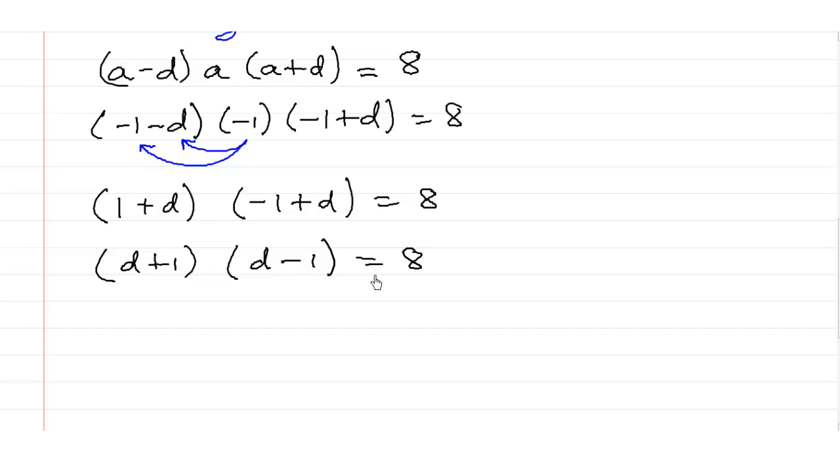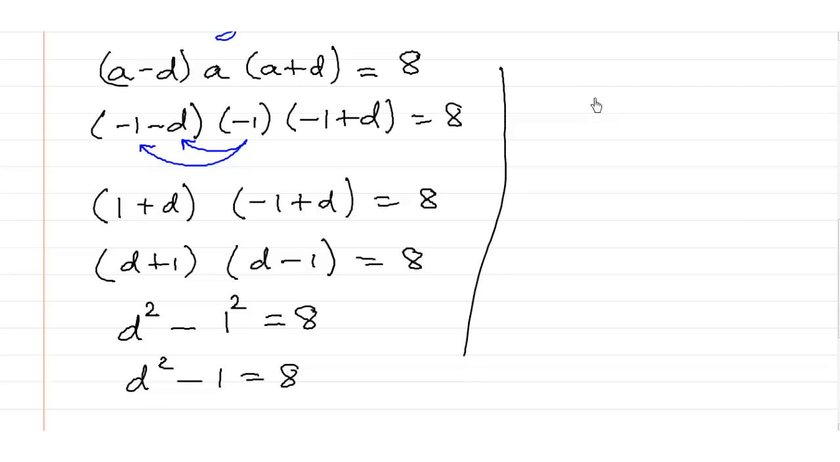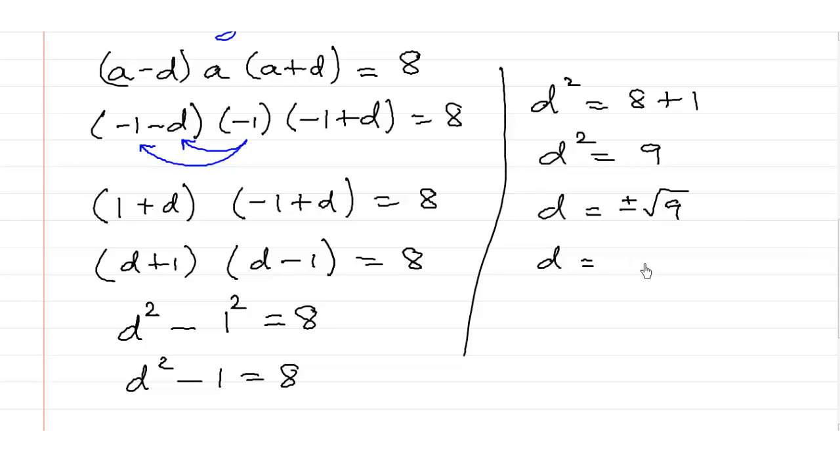Is equal to 8. Now why did I do so? Because it looks like a plus b into a minus b. So the formula is a square minus b square. So d square minus 1 square is equal to 8. Therefore d square minus 1 is equal to 8. Therefore d square is equal to 8 plus 1. Therefore d square is equal to 9. Square root on both sides, we get d is equal to plus or minus square root of 9. Remember to write plus or minus. It means that we have two answers. It could either be positive 3 or it could be negative 3.